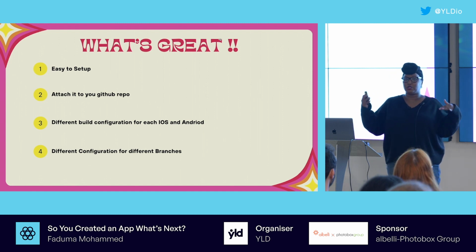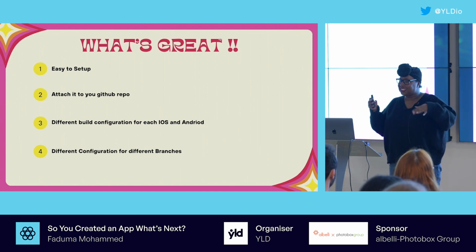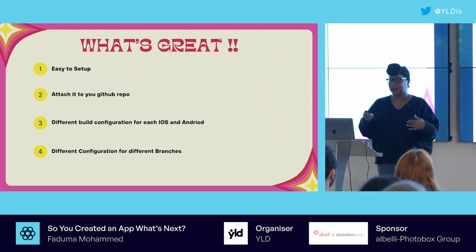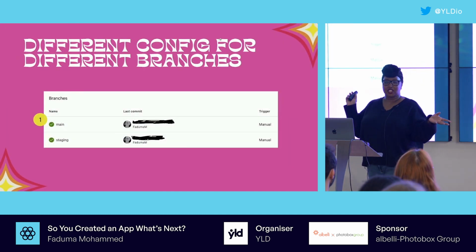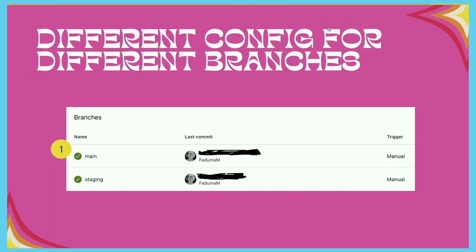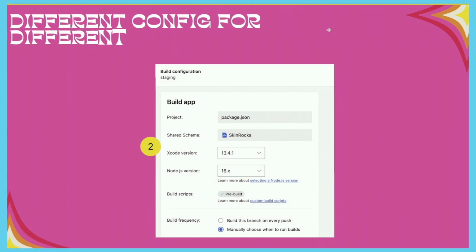And you can have different build configurations for both iOS and Android in one place. And you can have different configuration for different branches as well. So what does that look like? So here you see I have main and staging, and I have two different configurations triggered manually through GitHub Actions. And you can see here, this is what the configuration looks like.